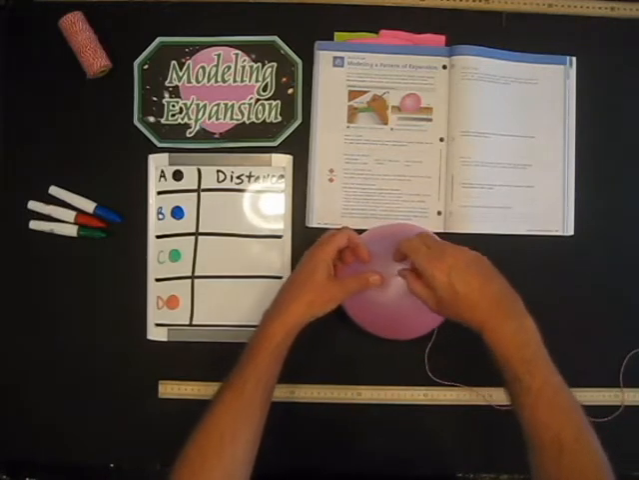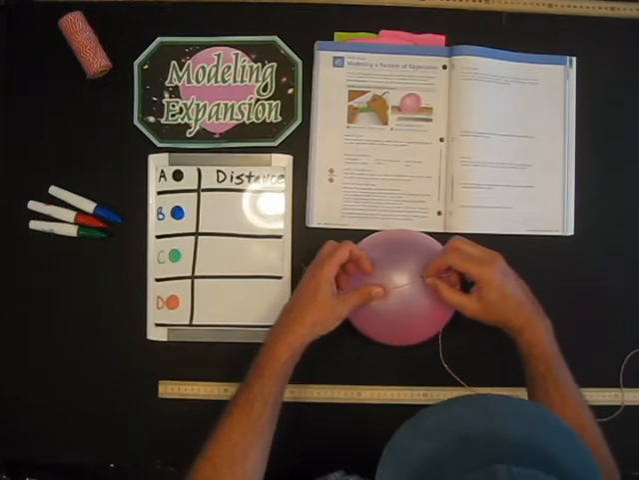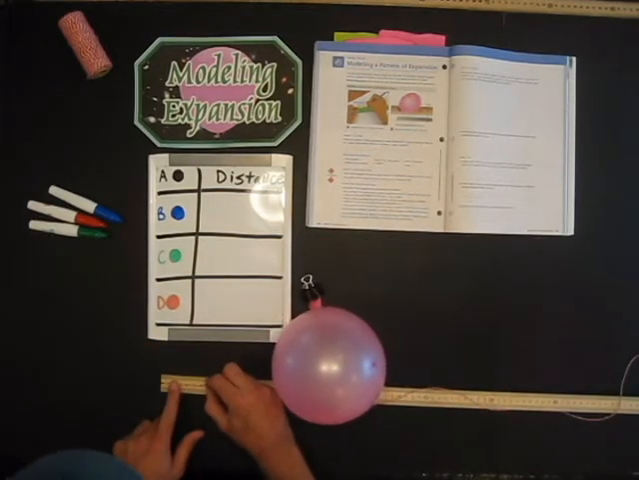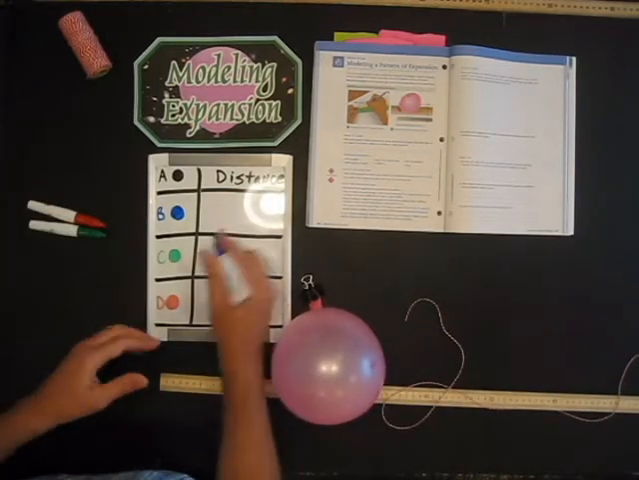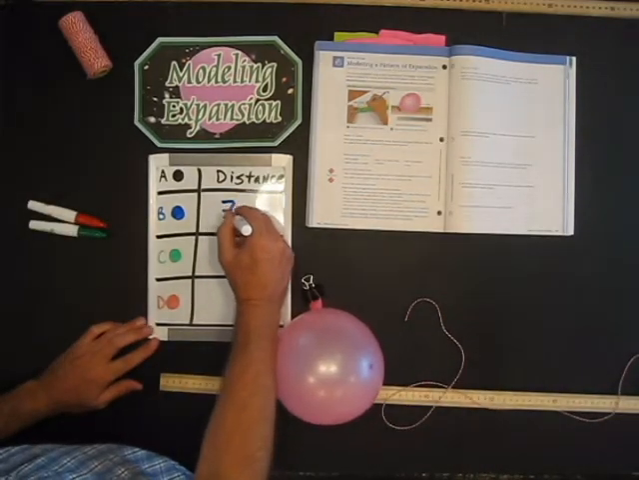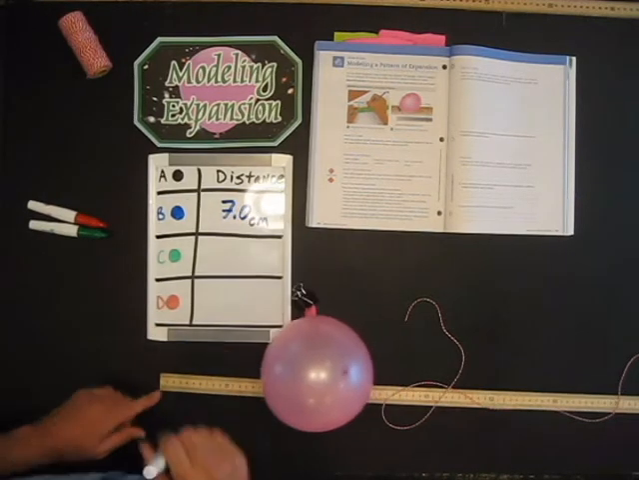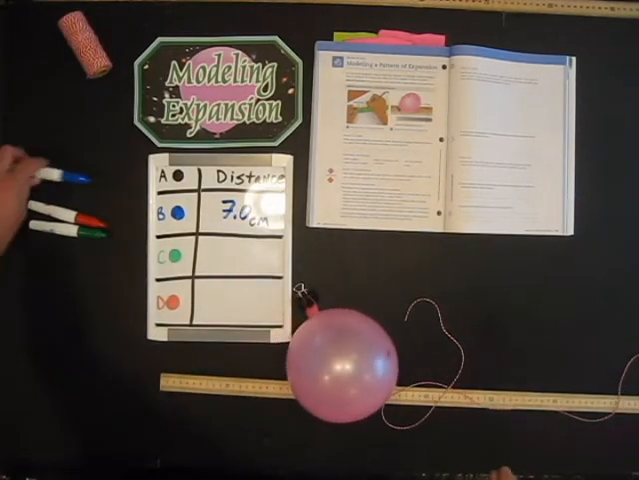So I'm going to measure from the center of the black dot to the center of the blue dot, and what I get is right on 7 centimeters. So I'm going to put 7.0 because we can measure to the 10th of a centimeter, so I'm going to do that.